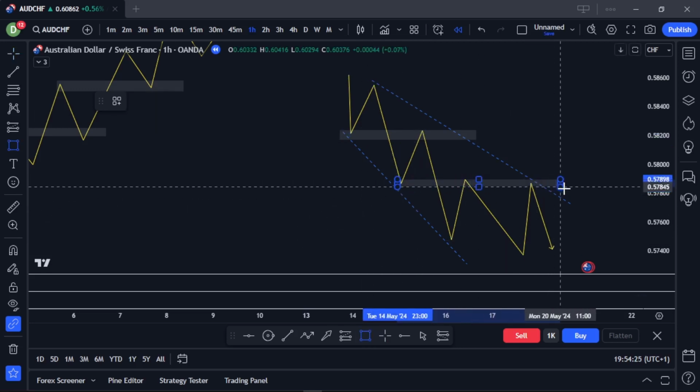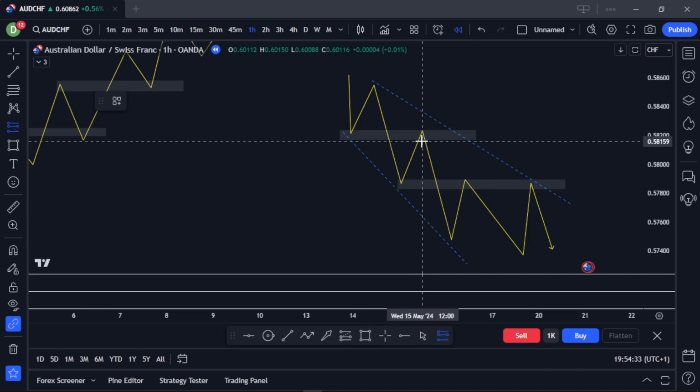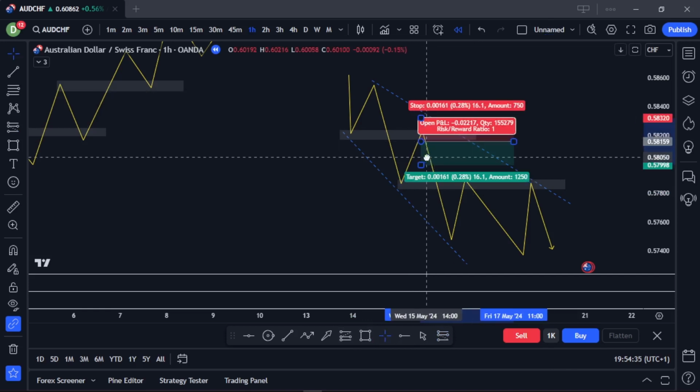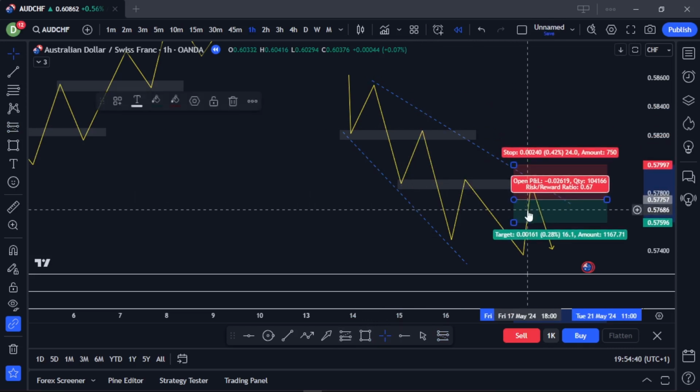So you see these areas here, they are the ones known as your pullback areas that you can get into the market. For example, if you miss the opportunity to get into the market at this first pullback, then you also have an opportunity to get into the market at this other pullback here. So this is simply what it means.